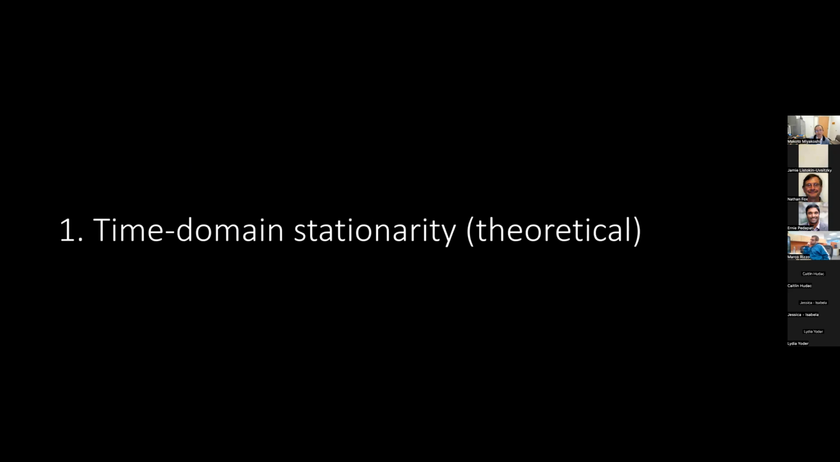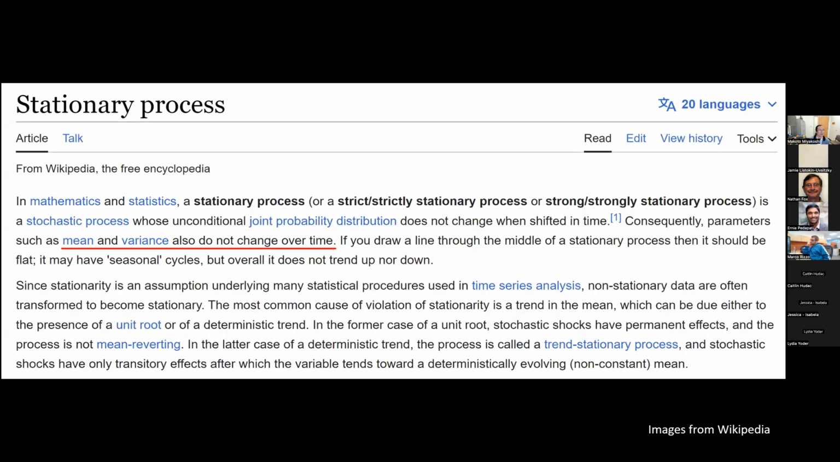So there are some of these established criteria. For example, stationarity is a good concept. Its technical definition could be pretty complicated, but a simple summary is here: the mean and variance do not change over time.